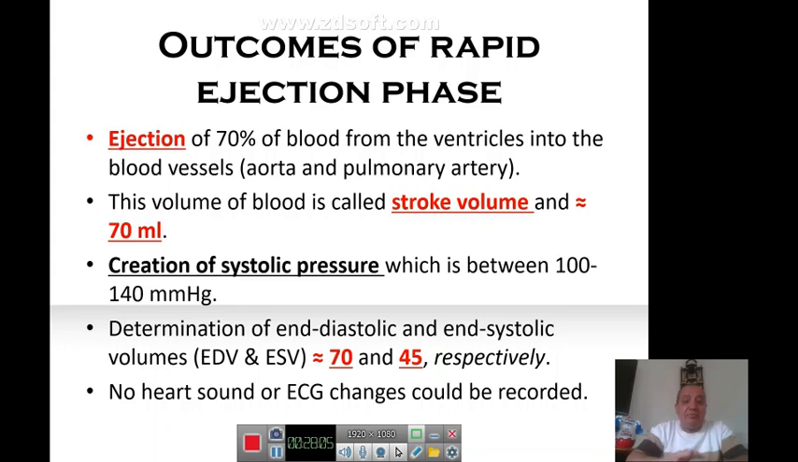Determination of the end diastolic volume, as we mentioned, 110 to 120, and end systolic volume, which is around 30% of the blood available in the ventricle during rapid ejection phase. No heart sounds or ECG changes can be recorded during rapid ejection phase.